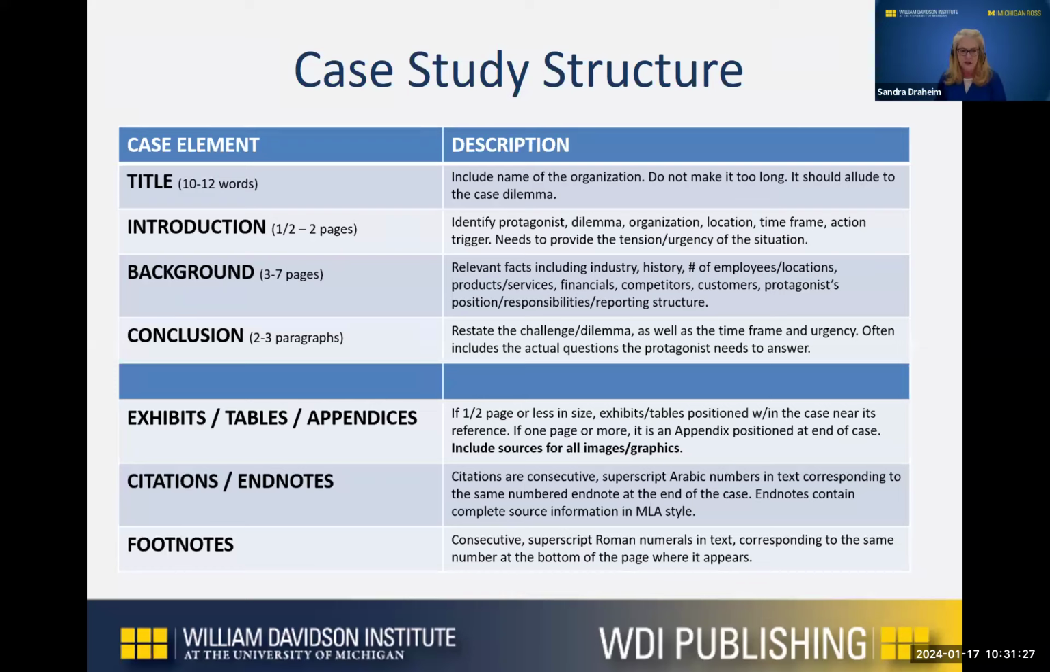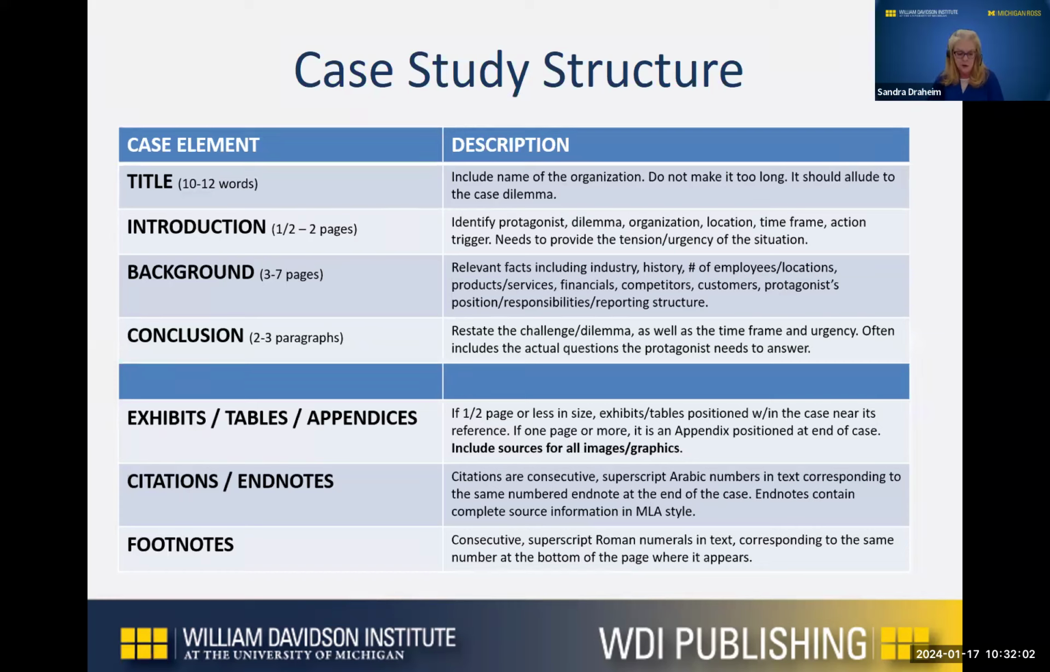Next is the section I call background, and this is probably the longest section of the case. This background information presents all the relevant facts and data. Examples include industry information and history of a company, such as the number of employees, locations, products, services, and financials. Competitors, customers, and sometimes specific geographic locations are often included in this information.